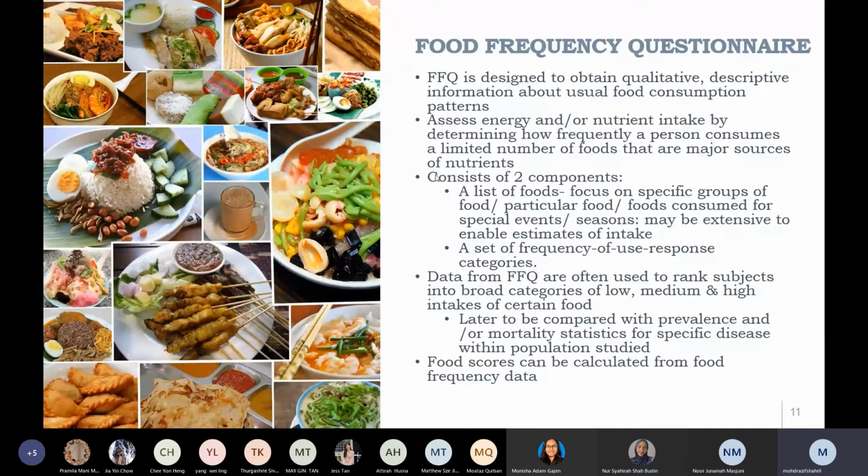Data from FFQ are often used to rank subjects into broad categories of low, medium, high intakes of certain foods. This will later be compared with prevalence and mortality statistics for specific disease within population study. We can also calculate food scores, because there are a lot of tools out there to measure diet quality, like healthy eating index, diet inflammatory index, things like that. So you can actually calculate the scores from food frequency data.